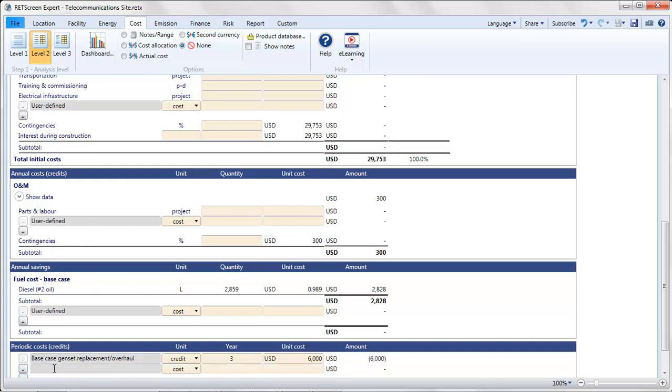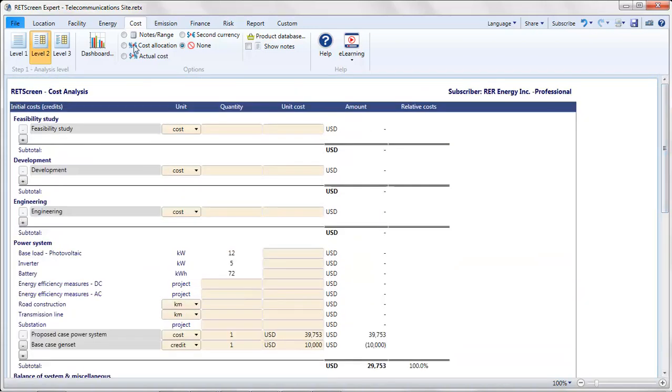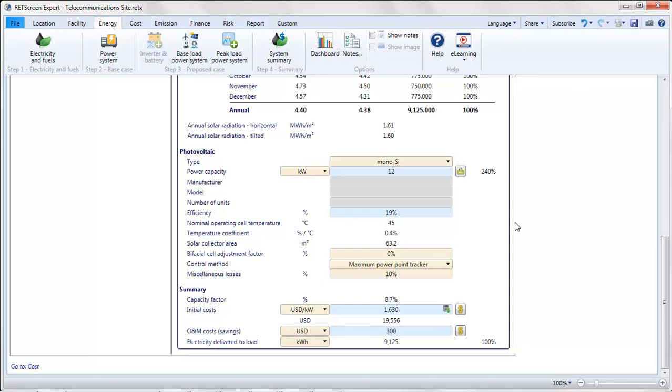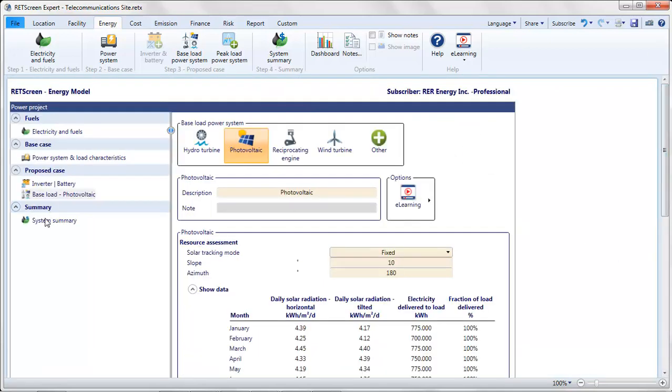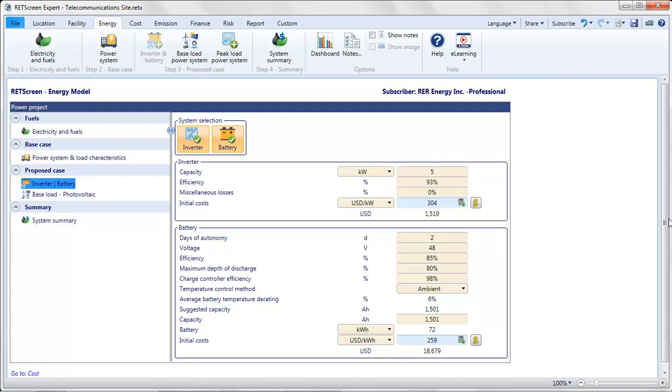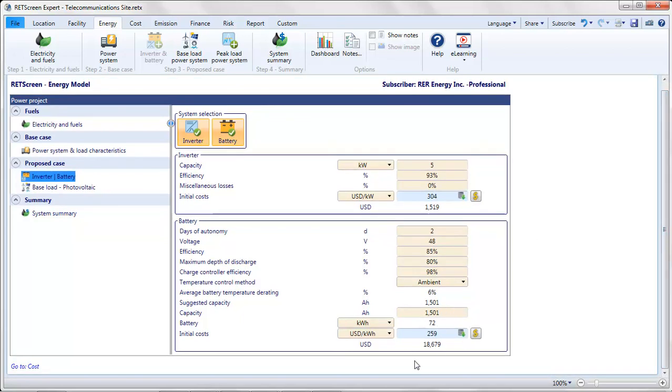There are also some things we need to include from the proposed case. Notably is the battery, proposed case battery replacement. And this is a cost, and it's going to be every 10 years. And we're going to have to refer back to the energy tab to see what the battery costs. And if I go to this page, I see that my inverter cost is $1,500, and the battery cost is $18,679. So I'm going to note those figures down.